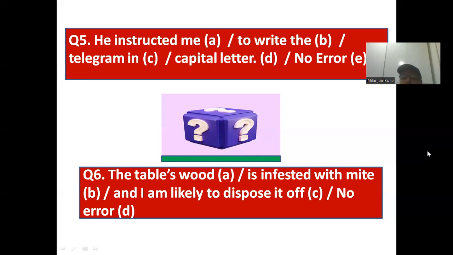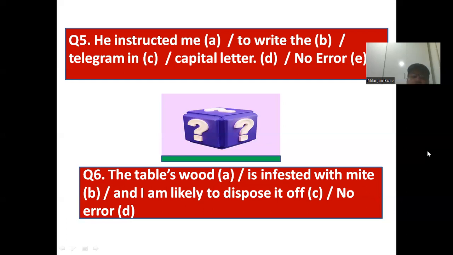Talking about question number 6. The table's wood is infested with mite, and I'm likely to deposit it off. According to the rule, in case of a non-living thing, you cannot add an apostrophe. In the first part, it is written "the table's wood". Here, table is a non-living thing. That's why you cannot use an apostrophe over there. So in the first part, the error lies. Instead of "the table's wood", it should be "the wood of the table".